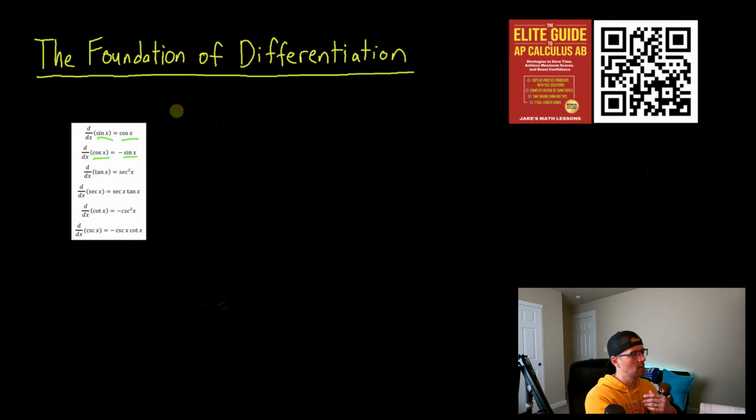And so what I want to discuss is, if you're thinking about the functions sine of x, cosine of x, and then negative sine of x and negative cosine of x, you get this little cycle of derivatives, where you go from the derivative of sine being cosine, the derivative of cosine being negative sine. Then if you take the derivative of negative sine, you get negative cosine. And then if you take the derivative of negative cosine, you get positive sine.